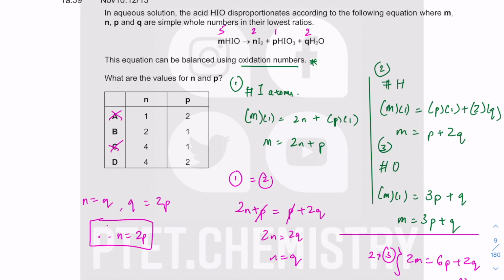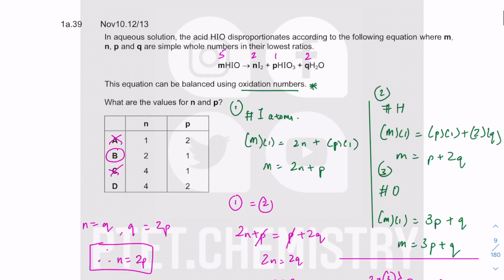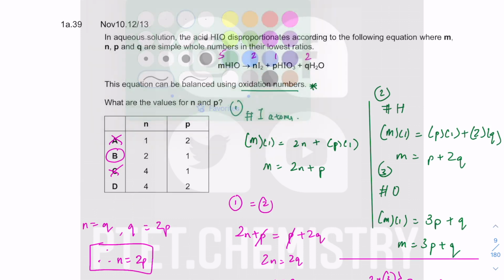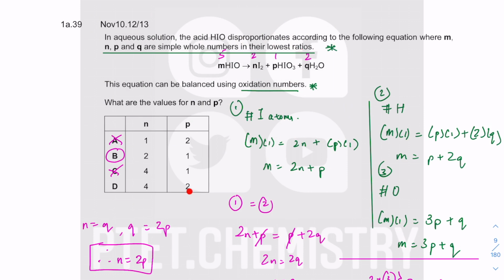Oxygen, there's 5, so 3 times 1 is 3, plus 2 is 5. So really we are looking at B. We are looking at B because there's something in the question that actually tells you the answer. They are simple whole numbers in their lowest ratio. 2:4 is not the lowest ratio because you could simplify this to become 2:1 in their lowest ratio. So that's why B was the answer.